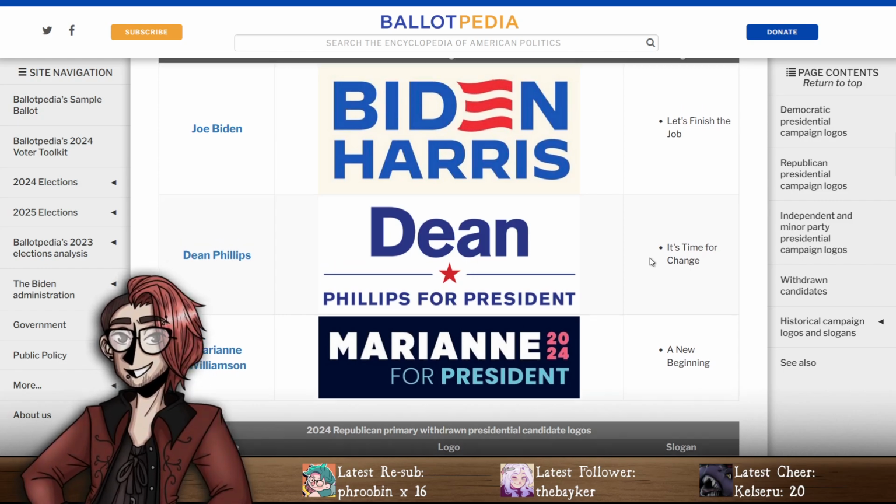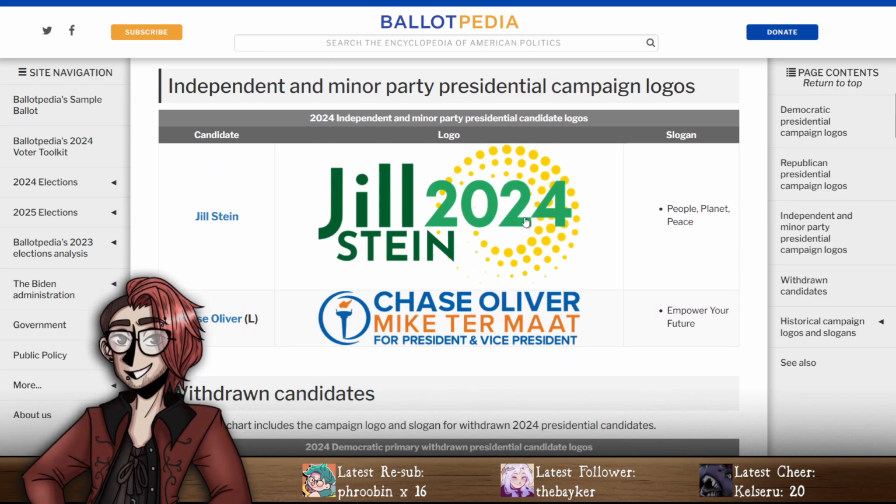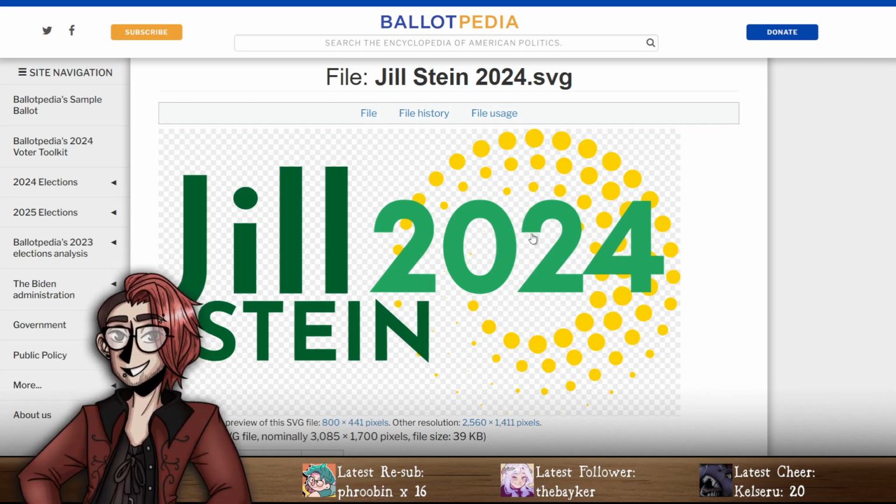Very uninspired this year. But now, the actual independent candidates. We've got Jill Stein. Jill Stein and her Windows Vista ass logo.